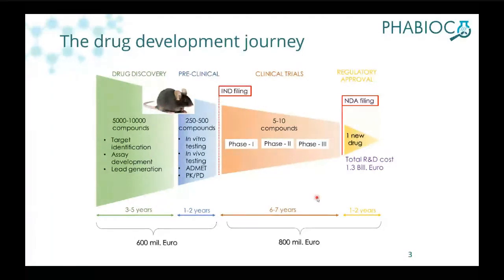After this, we have the clinical trial divided in 3 phases. This is also time consuming and cost consuming. As a rule of thumb, from 5,000 to 10,000 compounds, the pharma industries can generate one new drug with a total expense that varies a lot, but goes from 1 to 1.3 billion euro. As said, the preclinical part, including also drug discovery, is the one that definitely utilizes the most animal, non-human animal testing.